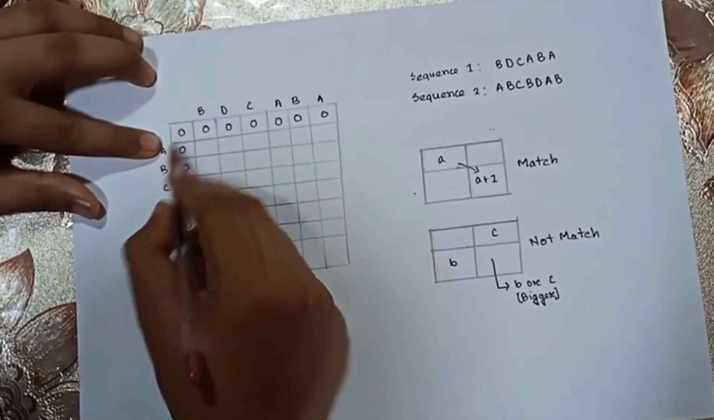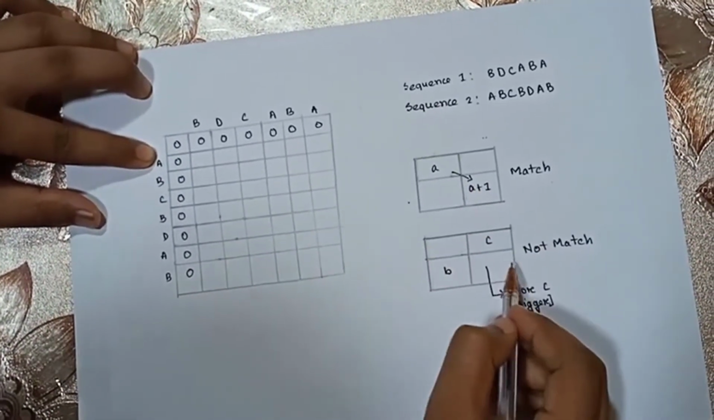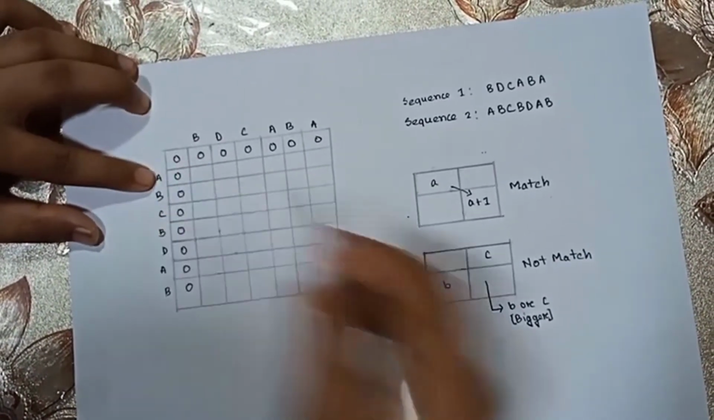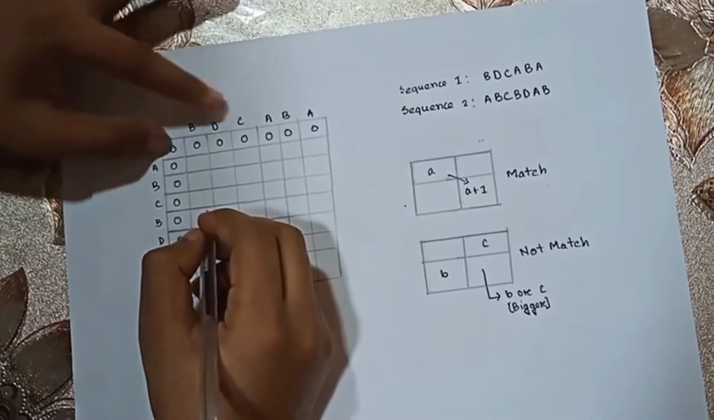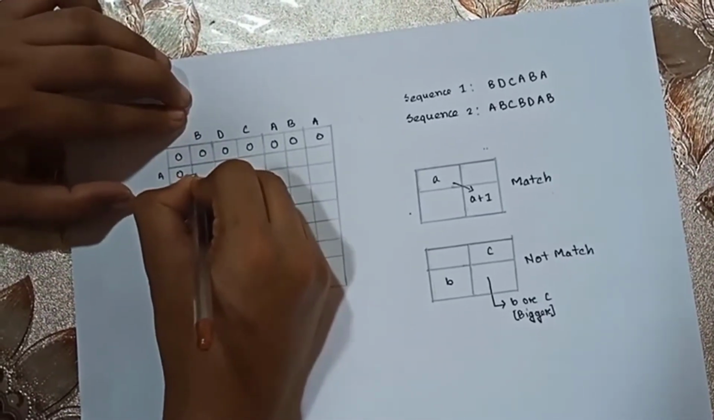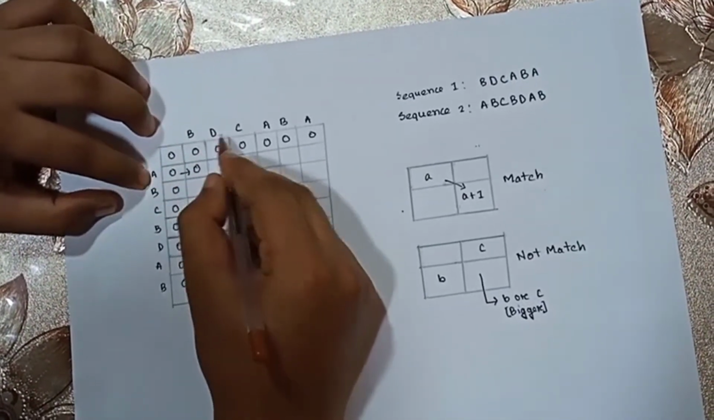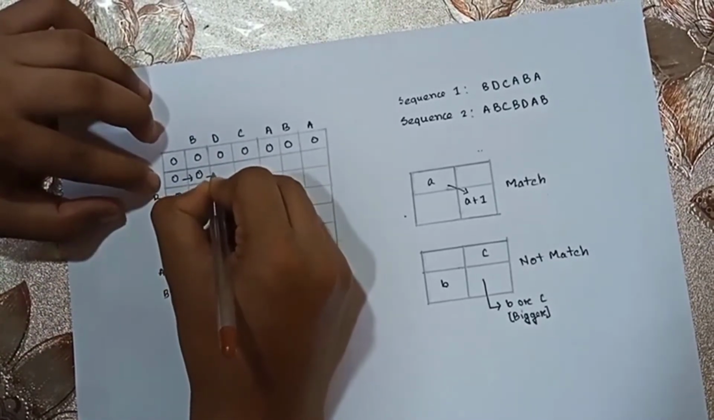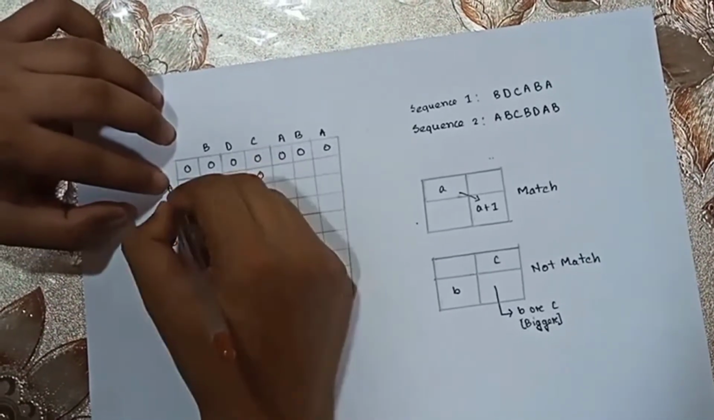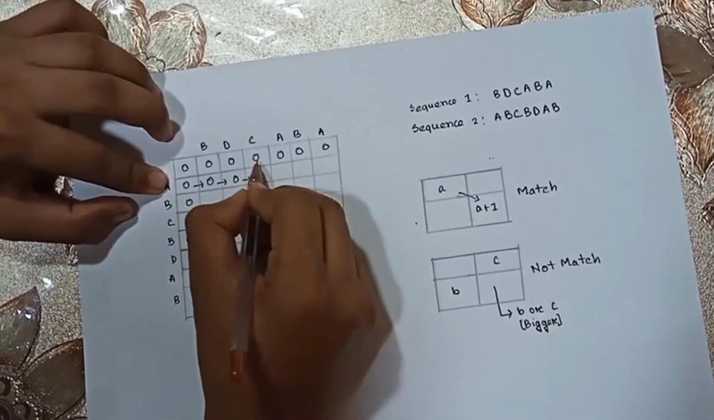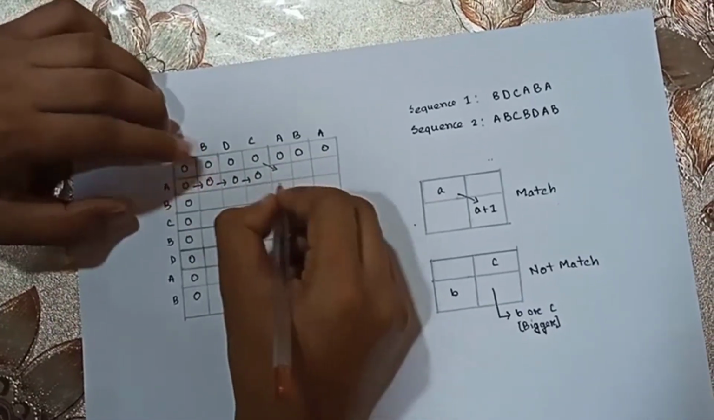Firstly, we see A and B. When it is matched, we calculate this way, and when it is not matched, we calculate this way. A and B don't match, so we take the bigger one from both sides. We can take from the left side or from the upper side. I am taking the left side, which is 0. Then A and D also don't match, and A and C don't match. A and A match, so we take the corner value and add 1. So 0 plus 1 equals 1.